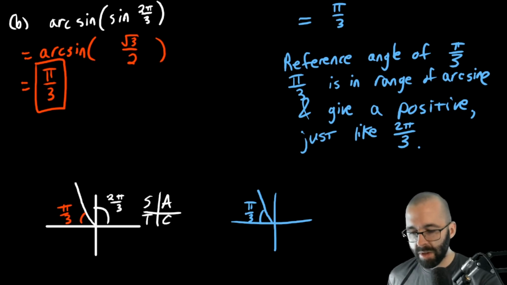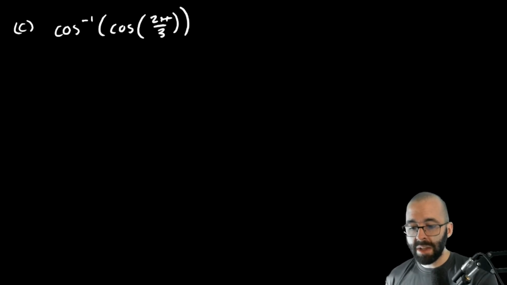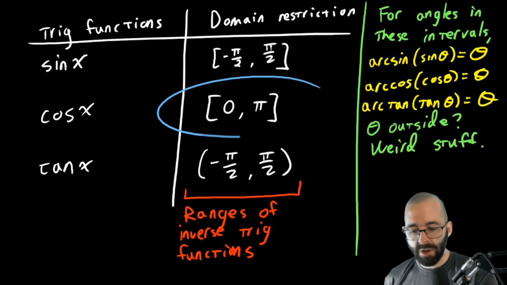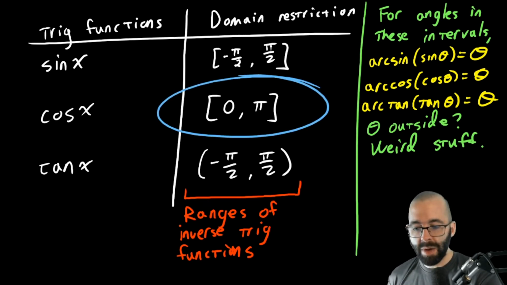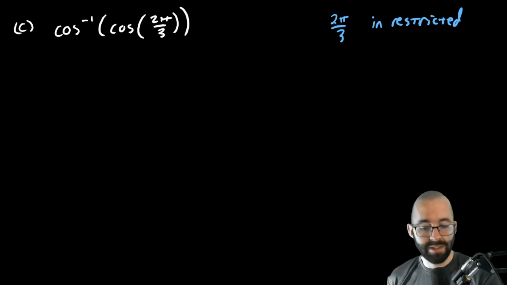All right, let's do 2 more. Just give extra examples. Part C is going to be the cosine inverse of cosine of 2 pi over 3. So again, the blue method is actually really nice here because 2 pi over 3 is in that restricted domain. For cosine, 2 pi over 3 is in that restricted domain. So if it's in the restricted domain, the blue method is really simple.